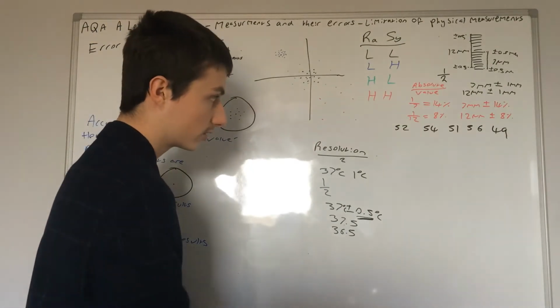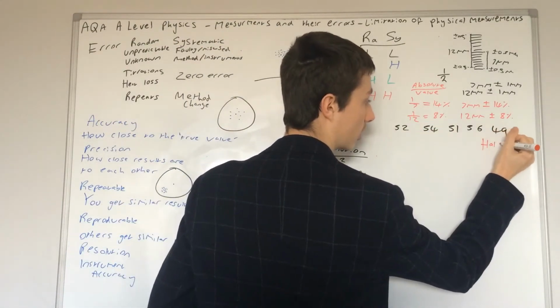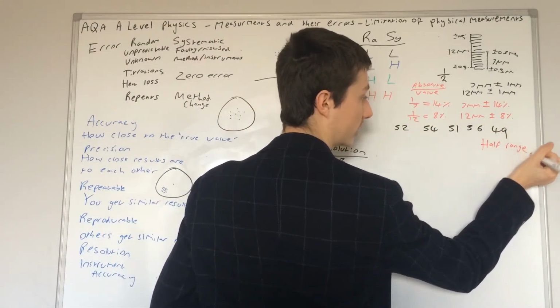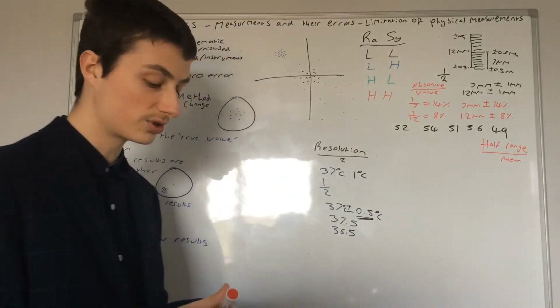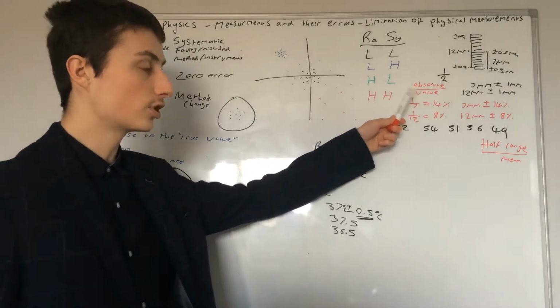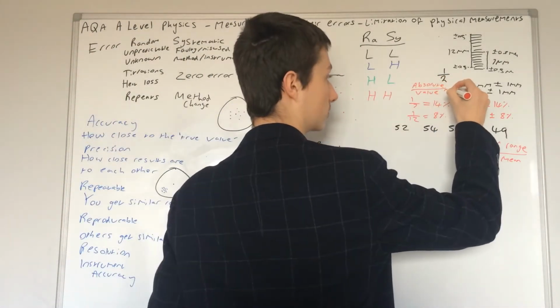Now we find that with the equation half the range over the mean, and obviously times by 100 to get it as a percentage. The same goes for up here with timesing it by 100 to get a percentage. But you should be familiar with that by now.